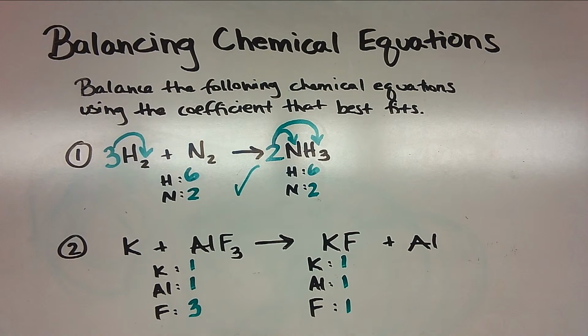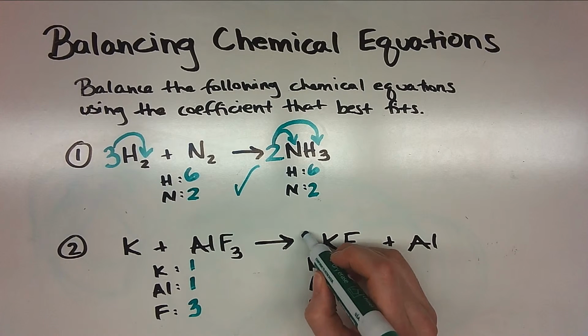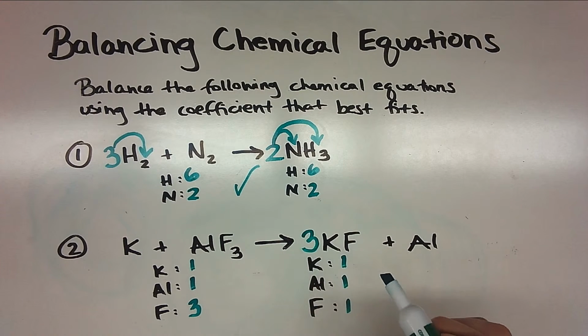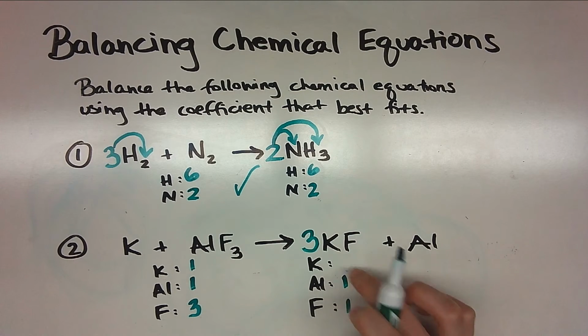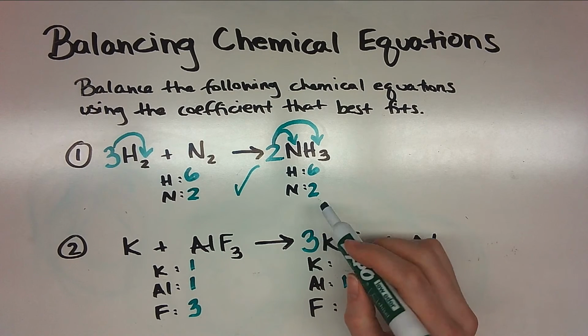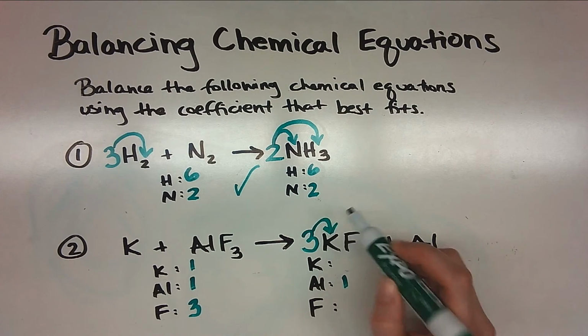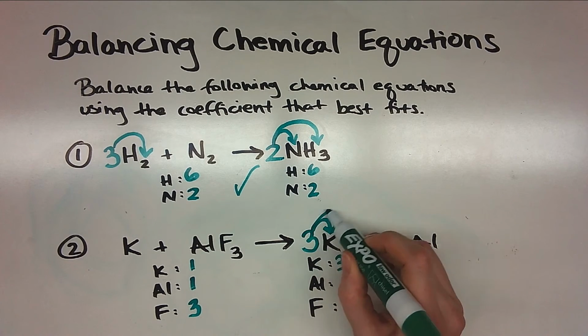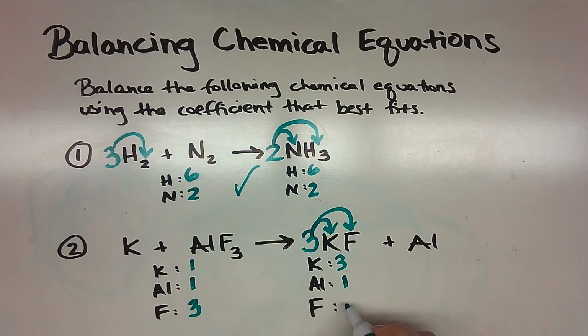So I'm noticing that I have triple the amount of fluorine on my reactant side as I do on my product side. So to fix that, I can only use coefficients. Remember, you can't just go and slap on a 3 subscript next to fluorine. What we can do is put a 3 coefficient out front, which will change our number of potassium to 3 and our number of fluorine to 3.